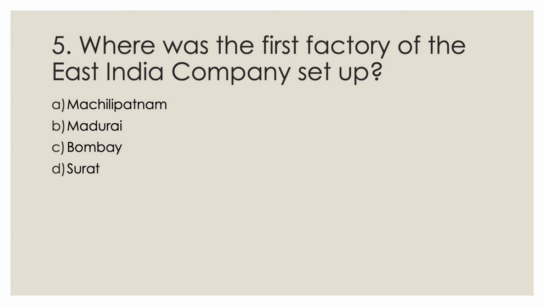The fifth one is, where was the first factory of the East India Company set up? Your options are Machilipatnam, Madurai, Bombay and Surat. This is quite simple. The right answer is Surat.